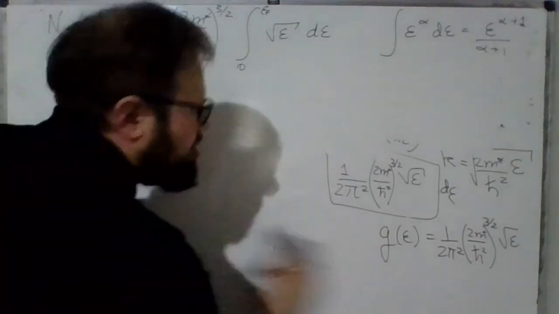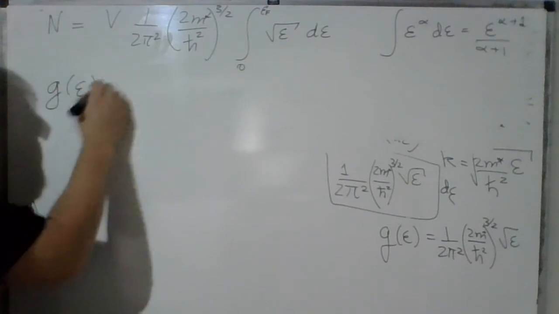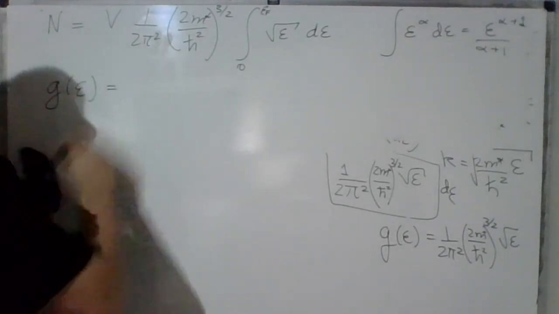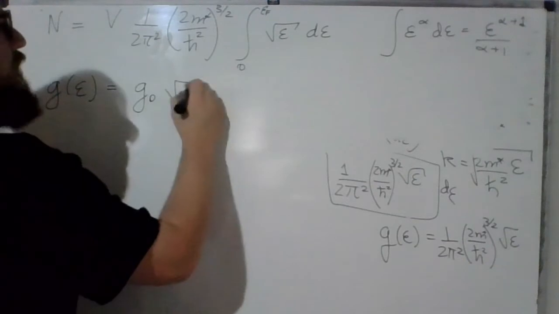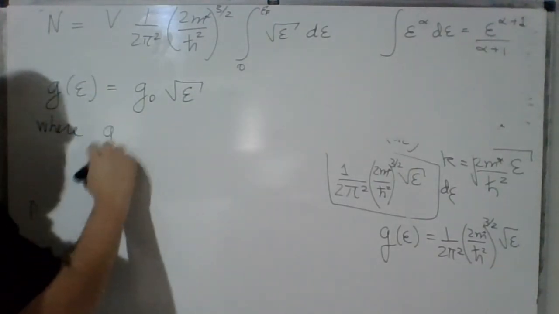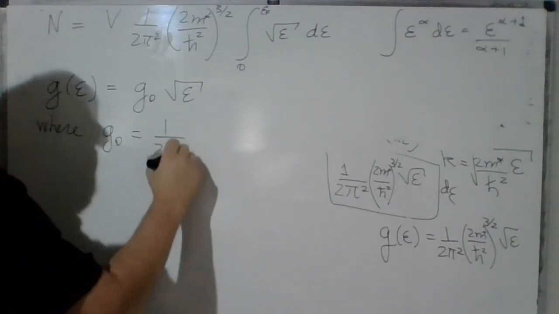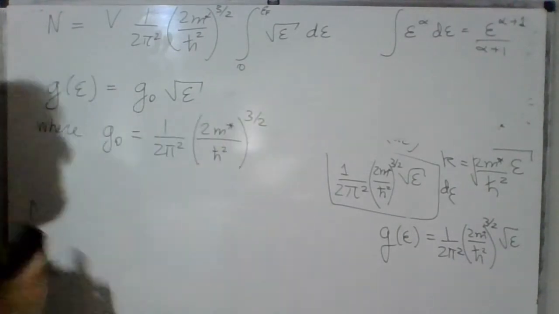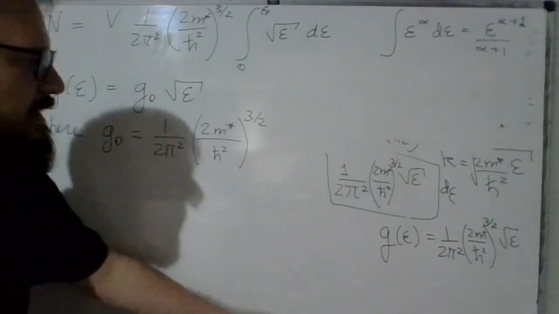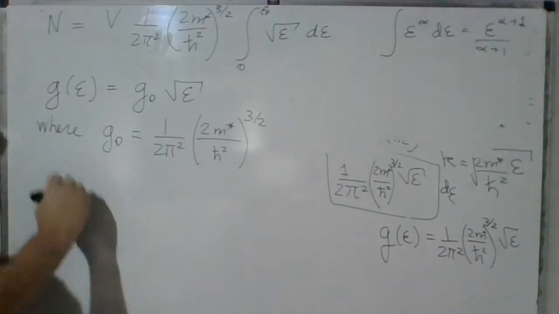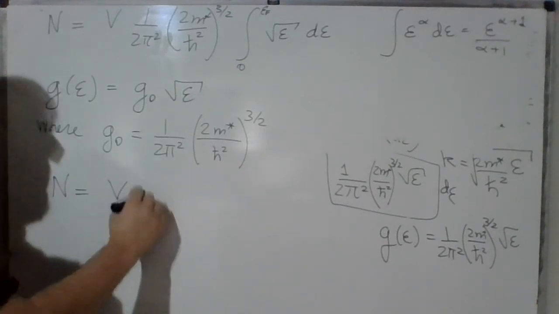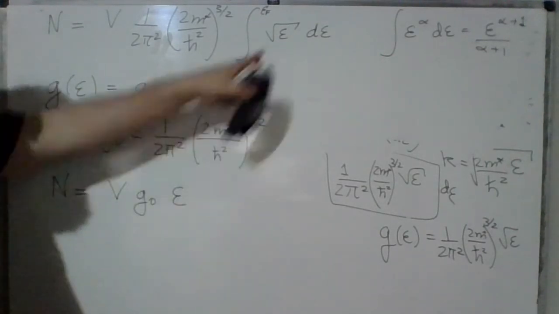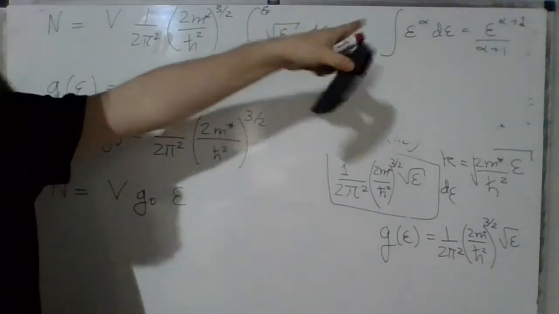provided a definition. The density of states depending on the energy is some g0 times the square root of energy, where g0 is 1 over 2 pi squared, 2 times mass divided by h bar squared to the 3 halves. This g0 will produce a total number of particles equal to volume times this factor here, which appears here. The alpha will be 1/2. 1/2 plus 1 is 3 halves.